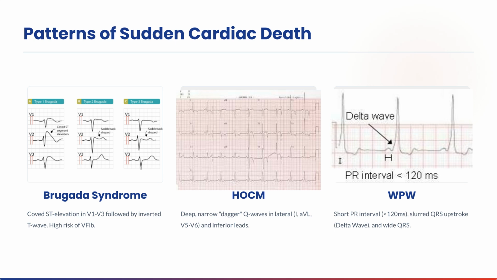Patterns of sudden cardiac death include Brugada syndrome, which shows coved ST elevation. Hypertrophic obstructive cardiomyopathy, HOCM, presents with deep Q waves. WPW features a short PR interval and a delta wave.